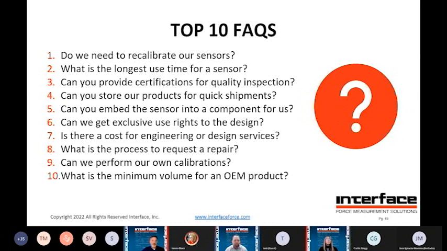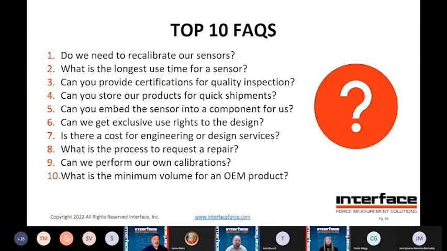All right. Can you provide certifications for quality inspection? Sure. We mentioned earlier, of course, that we can provide PPAP, FAI. We can work with you on those requirements. Certainly work with your quality team if there needs to be internal qualification efforts of interface. We do that often. And of course, we can provide customer-specific calibration certificates if that's needed, either for a component level or from a system level standpoint.